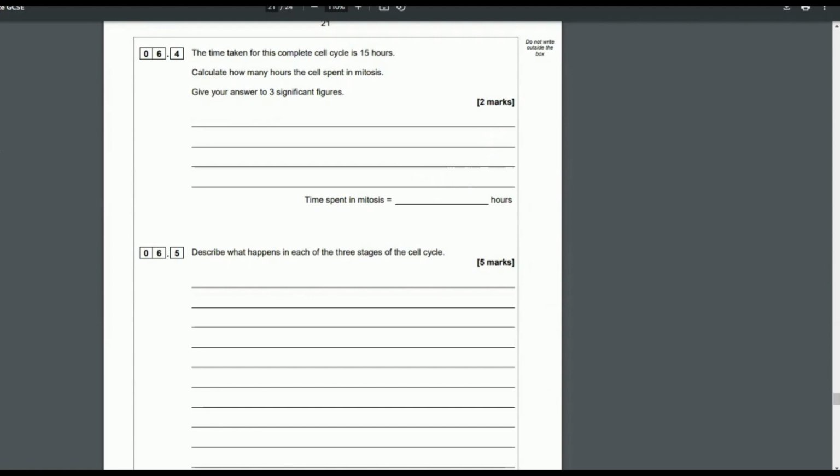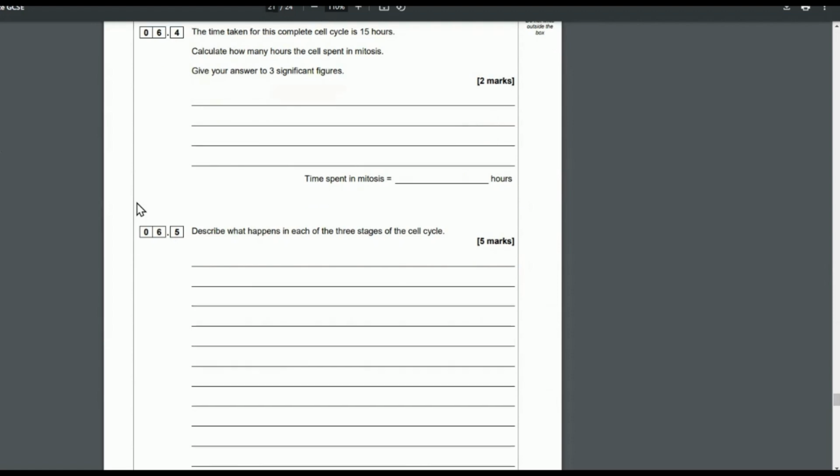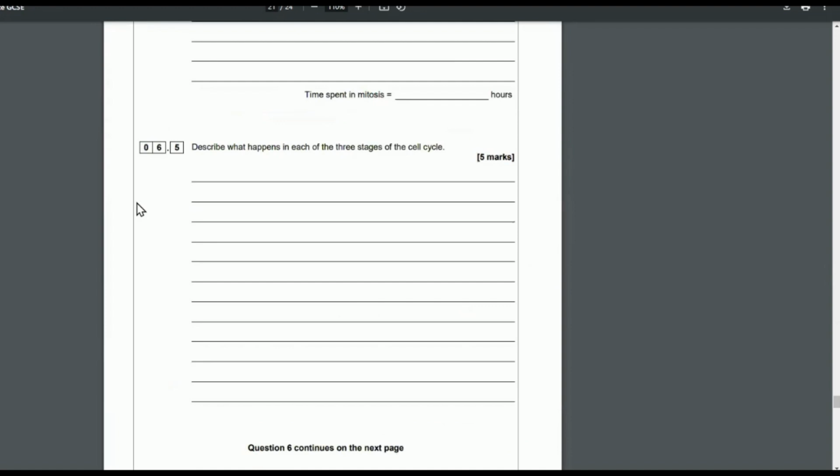Right, I'm right near the end of this paper. I think this may be the end. Ah, it's a 5 marker. Is that the end? No, there's a little bit more. 6.6. Describe what happens in each of the 3 stages of the cell cycle.